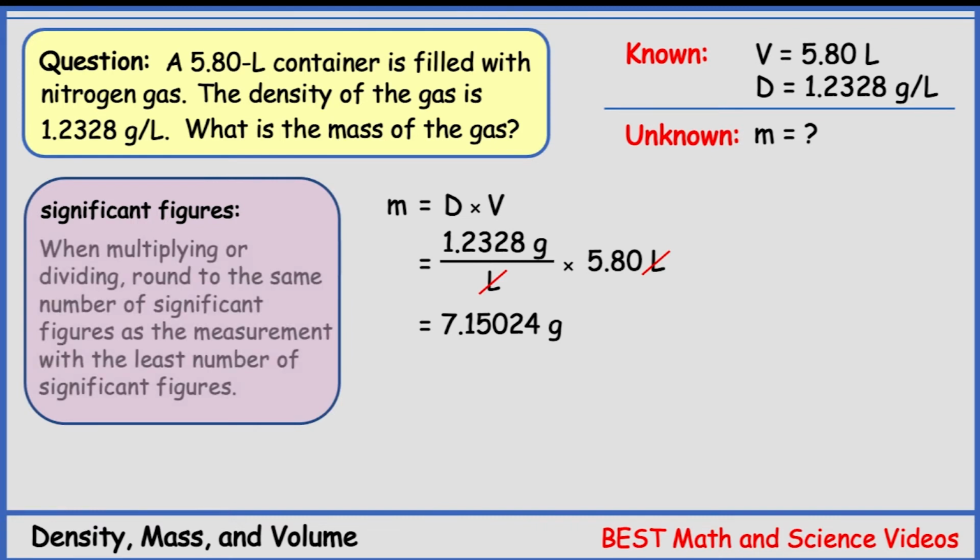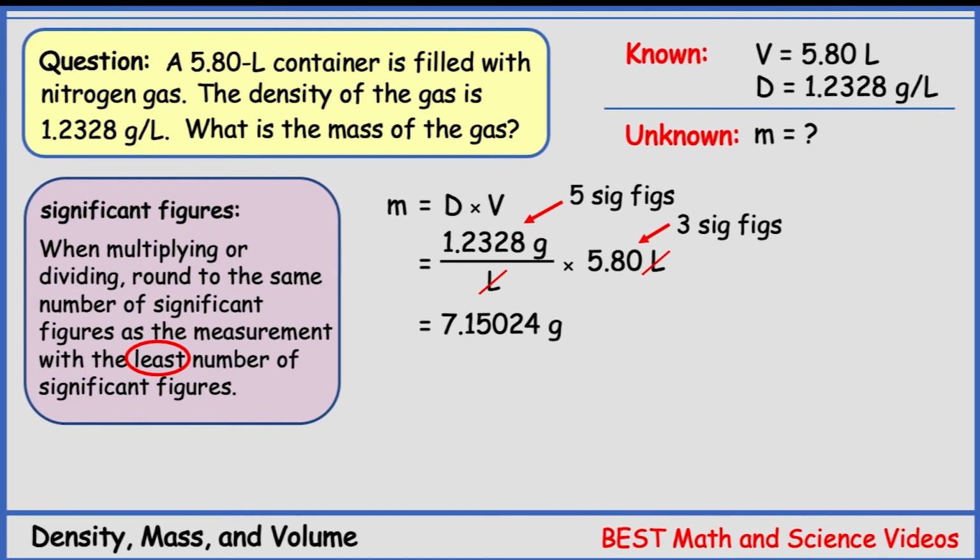It's very important to write the answer using the correct significant figures. When multiplying or dividing, as we are here, the answer should be rounded to the same number of significant figures as the measurement with the least number of significant figures. The density value has 5 significant figures, and the volume value has 3 significant figures. So we round the answer to 7.15 grams, which has 3 significant figures. And that's your answer.